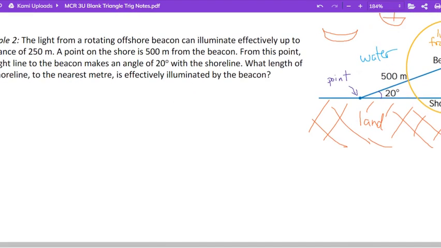Now, this is the question. What length of the shoreline is effectively illuminated by the beacon? Okay, so look at this picture. We are asking, what length of the shore will be illuminated? When they say effectively, they're saying that the light effectively shines 250 meters because it doesn't just stop. It's just that afterwards it's too dark.